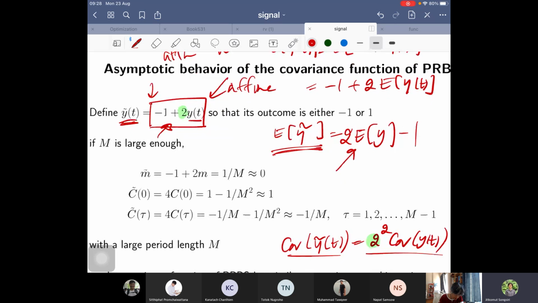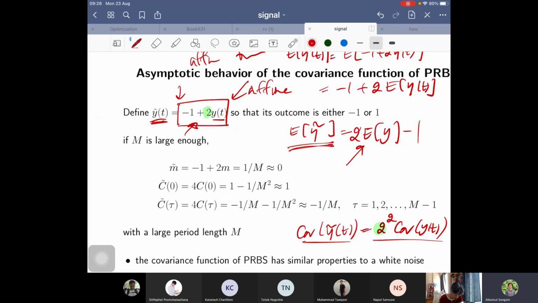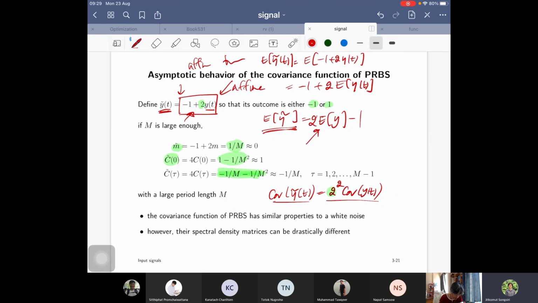By using this fact and property, if you produce the PRBS output and you shift it into -1 and 1, the mean will be shifted to 1 over m. The covariance at time 0 will be shifted to this, and of course at other lags would be shifted to this. This is a very nice result, because the mean of PRBS will be close to 0 if m is large, approximated as 1 over m.